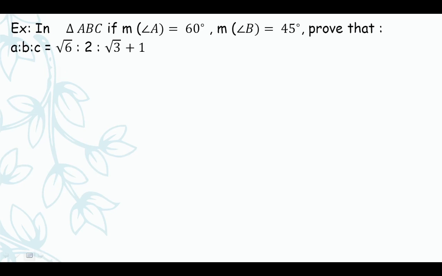Another example. In triangle ABC, if the measure of angle A equals 60 and the measure of angle B equals 45, then prove that the ratio between the three sides a, b, and c equals root 6 to 2 to root 3 plus 1.